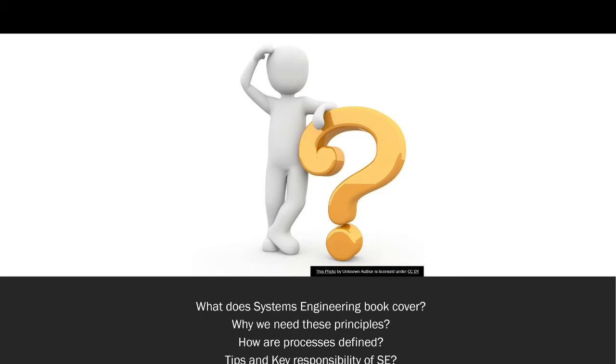What does the systems engineering book cover? And next we will look at why we need these principles, because at some point of time they talk about those principles, and it also introduces a couple of processes and how those processes are defined. We need to understand those. The basic structure is what we are looking for, and then we will have a key tip that this chapter provides the reader. So that's a takeaway for this chapter. Let's dive in without further ado.